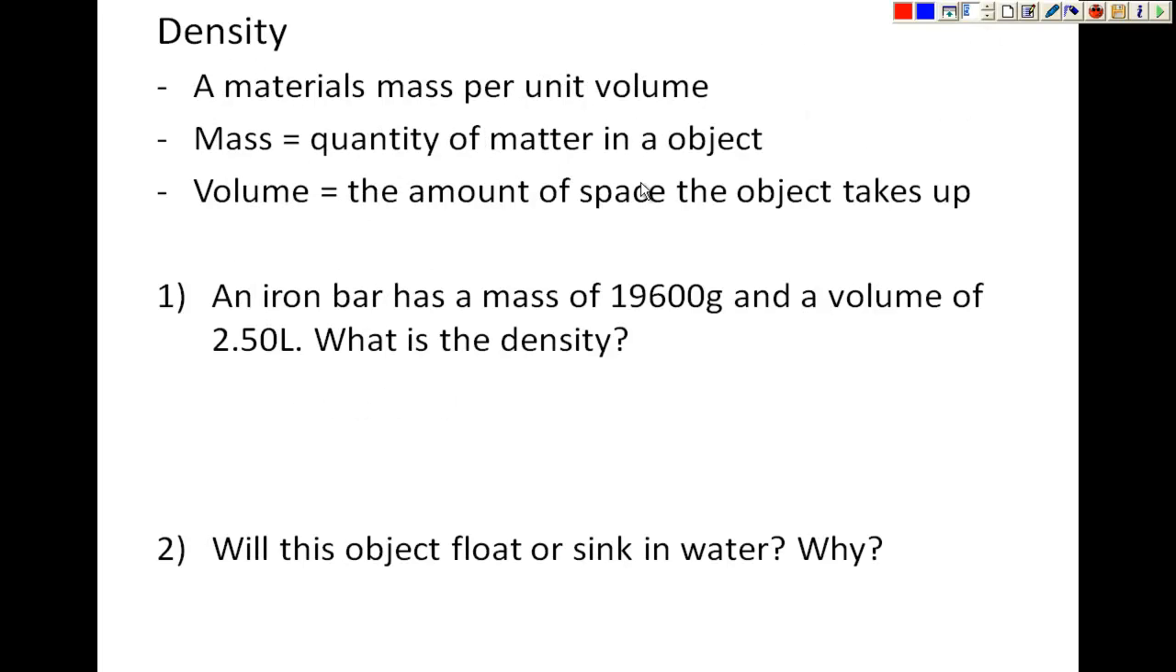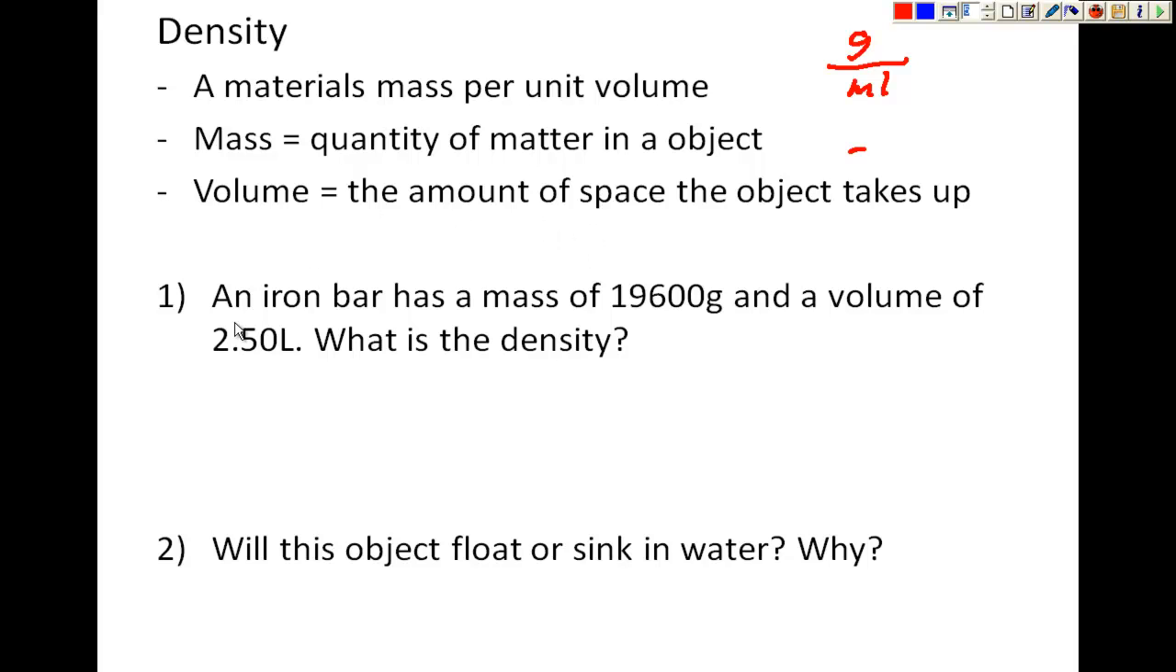Now, density also deals with a derived unit. Density is a material's mass per unit volume. So it could be grams per milliliter or kilograms per liter. Those would be all different types of units of density. It would just be a mass, grams, per a unit of volume, like milliliter. Mass is just the quantity of matter in an object. Volume is the amount of space the object takes up.